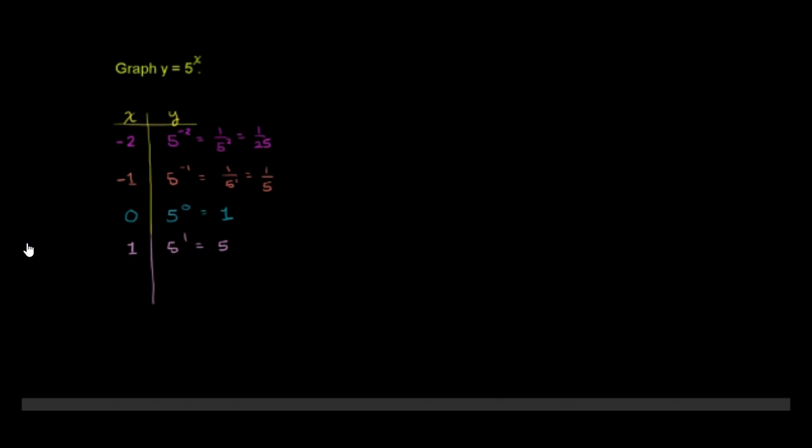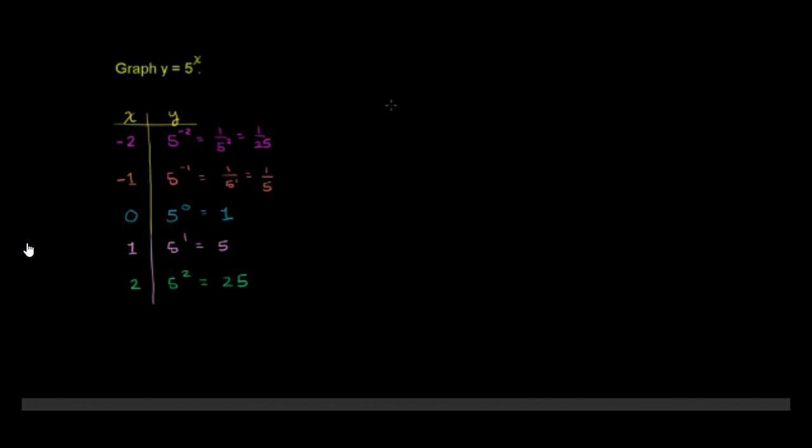Let's do one last value over here. Let's see what happens when x is equal to 2. Then y is 5 squared, 5 to the second power, which is just equal to 25. And now we can plot it to see how this actually looks.